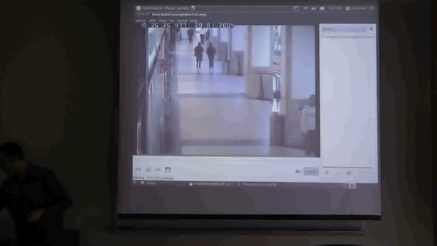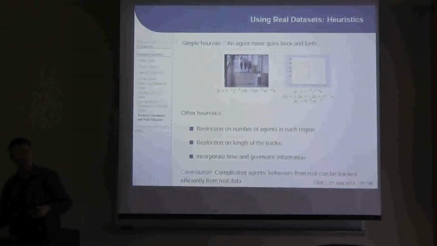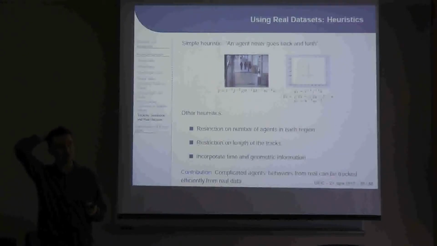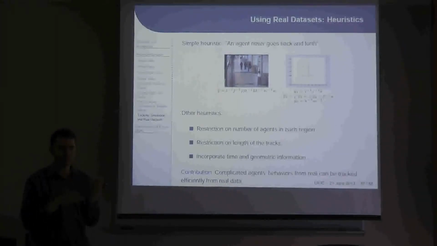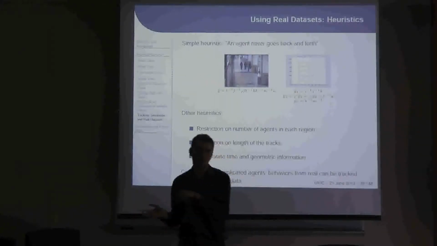We applied the basic algorithm that I just described. Probably this will not work, but the point here is that we can introduce some heuristics that will narrow down the set of hypotheses and that will still be able to disentangle that. One of the heuristics that we put is an agent never goes back and forth. So we see that these guys go continuously in motion. So an agent will cross this one and he will never go back.